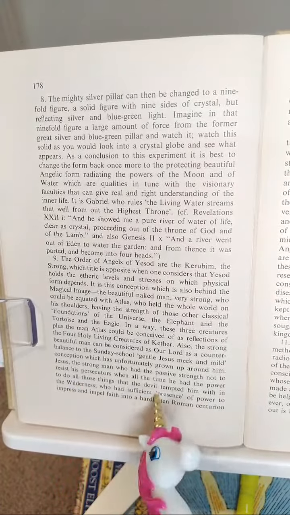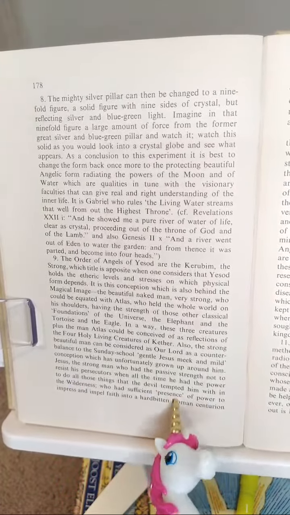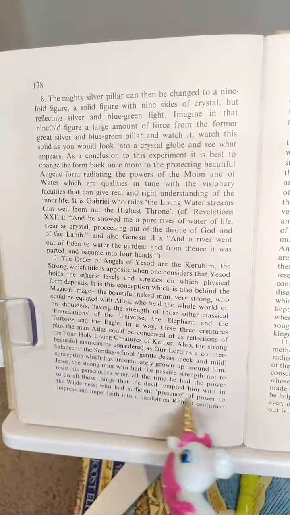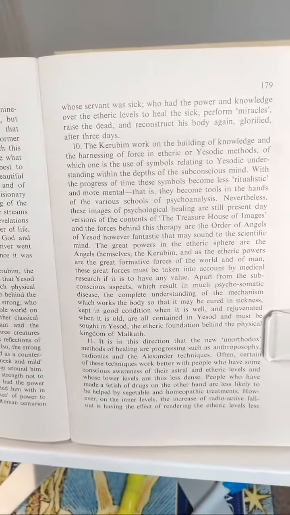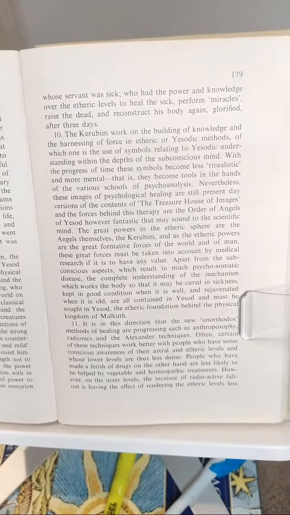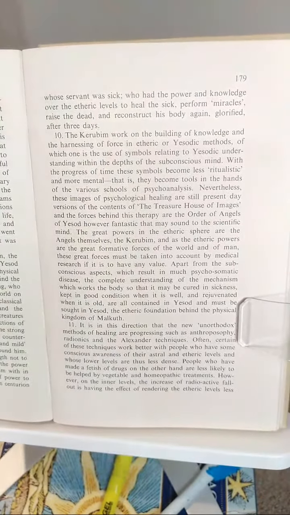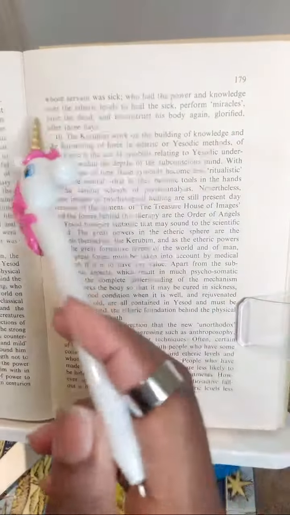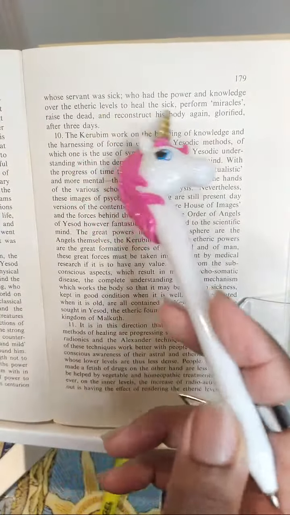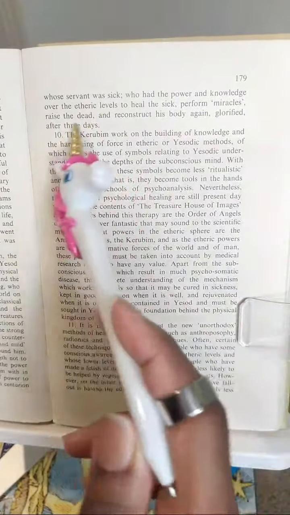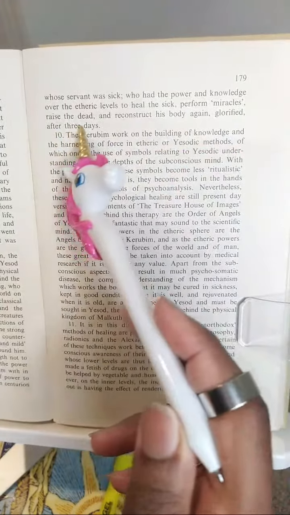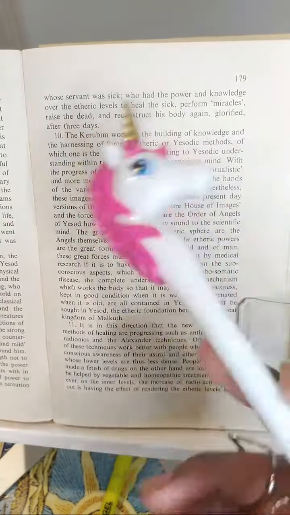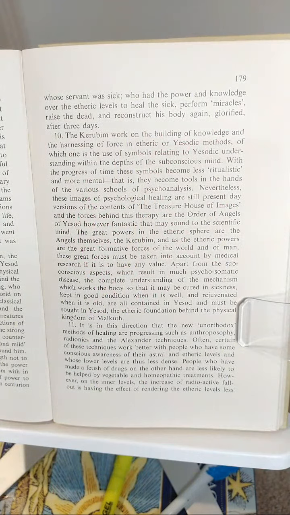Who had sufficient presence of power, ether, prana, to impress and impel faith into a hard-bitten Roman centurion, whose servant was very sick, who had the power and knowledge over the etheric levels to heal the sick, perform miracles, raise the dead, and reconstruct his body again, glorified after 3 days. Some of this stuff should start making sense after we thoroughly contemplate the etheric plane.